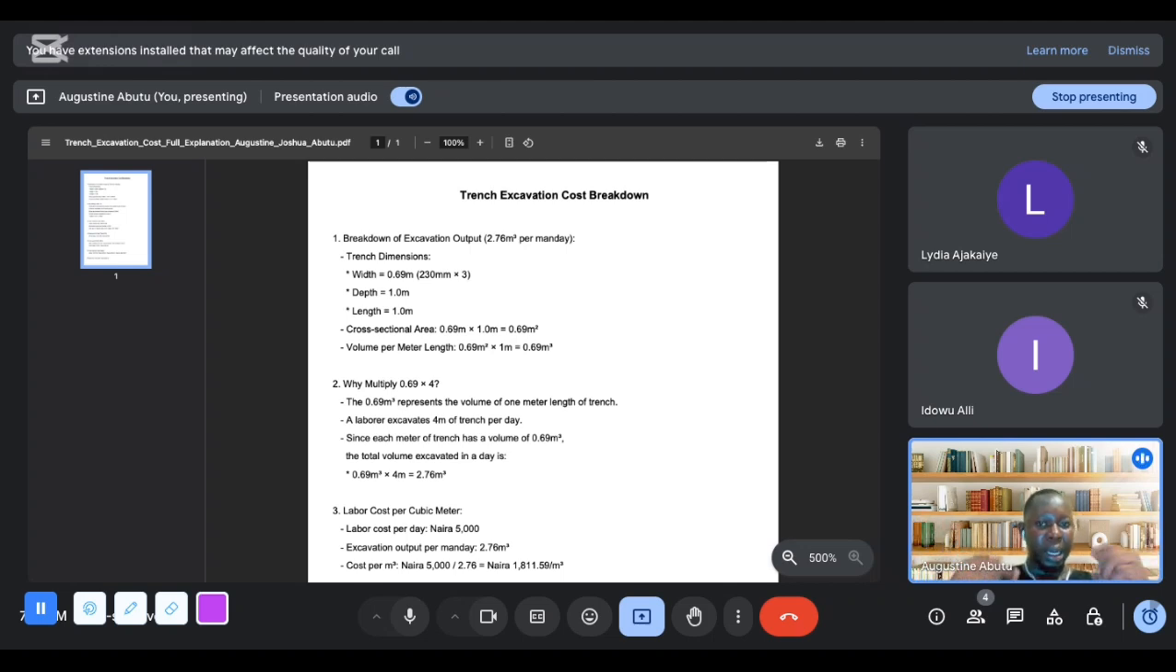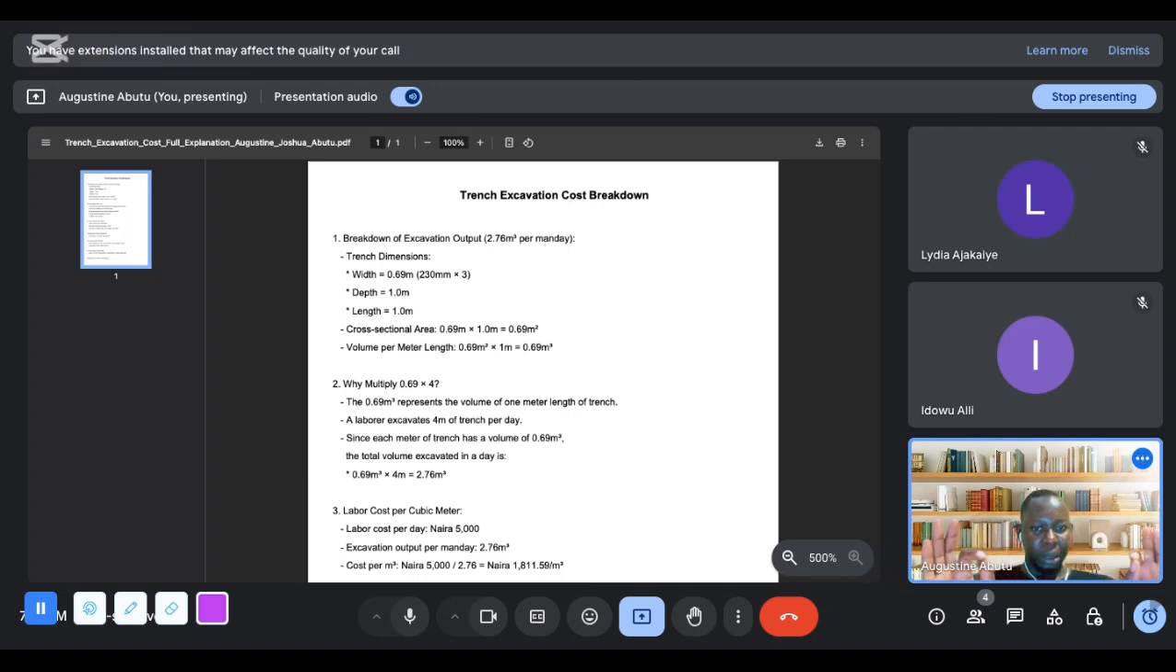So I will explain how you will do that. The width of your trench is 0.69. We all know how we got 0.69: 230 times 3, which is 0.69. It covers for workspace left and right, then your block is at the middle. That's why we are multiplying 230 by 3. It will give you 0.69.